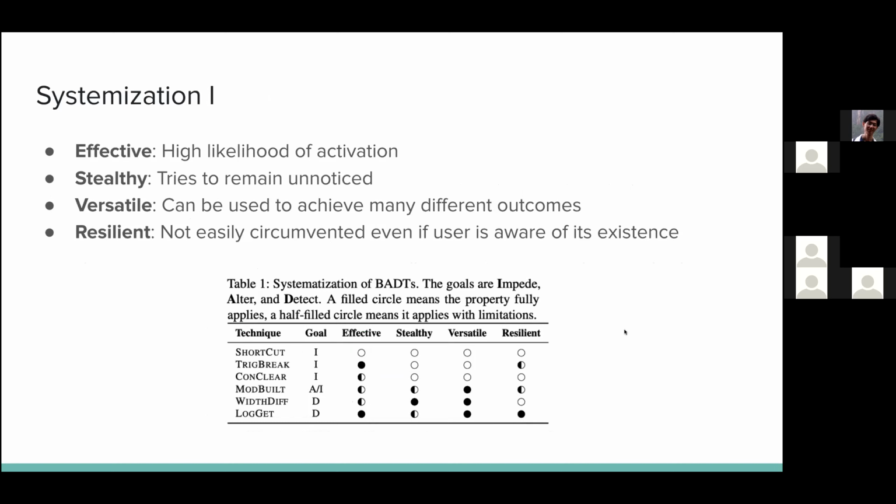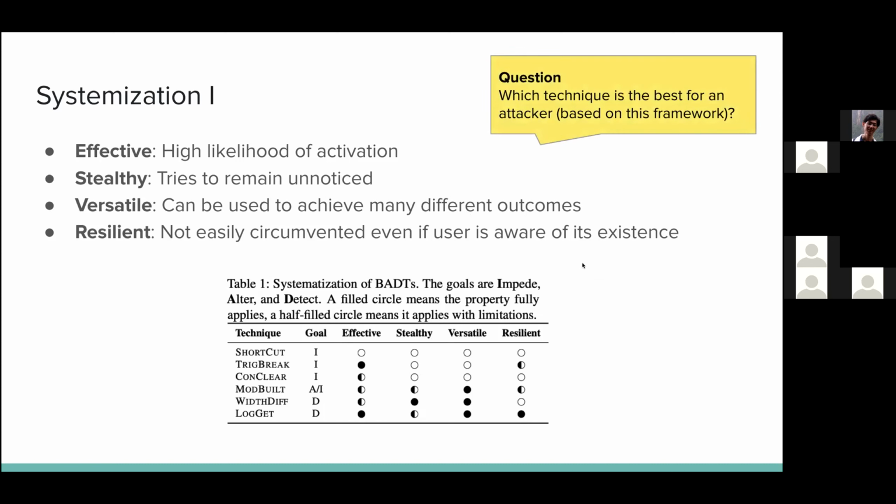So the authors categorize the techniques based on 4 criteria. The first one is how effective it is, so how likely it is to be activated. For example, the shortcut may not be activated if I don't use the shortcut to open developer tools, but logget will be activated as long as the console is open. Second is how stealthy it is, whether it tries to remain unnoticed. For example, console clearing is not stealthy at all, because as an analyst I can see it immediately. Then how versatile it is, whether it can be used to achieve many different outcomes, and how resilient it is, so whether it's easy to bypass or not.